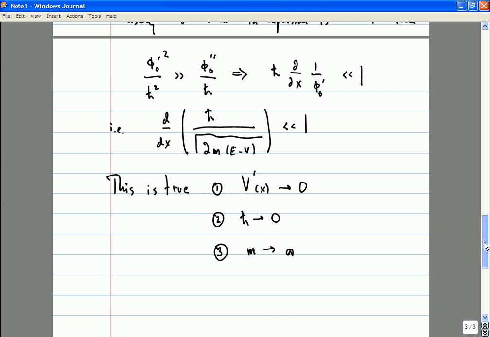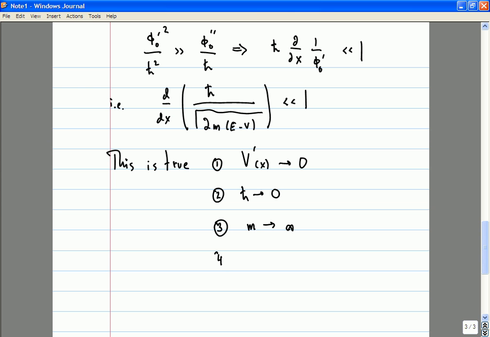Or, fourthly, if you fixed h bar, m, and v and study energy eigenstates with a very large eigenvalue, then the denominator is going to be very big. And so, again, this approximation will be valid. So these circumstances are precisely when the semiclassical approximation is valid.